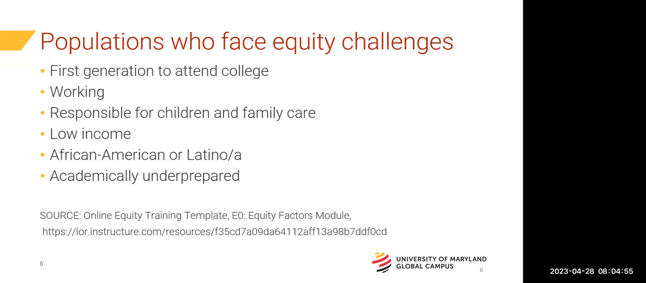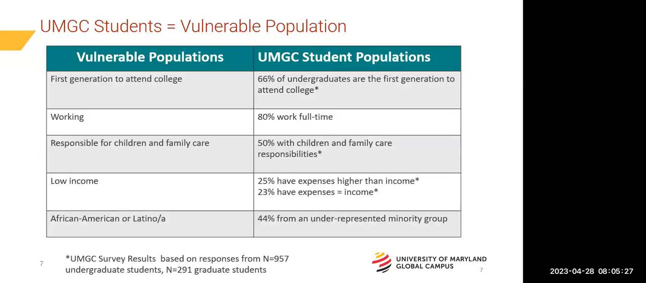So the online equity training, the materials and modules, are freely available to us, which I really appreciate. And as I mentioned, I just discovered these. I appreciated even this information from the first module, which talks about the populations that face equity challenges. So first generation to attend college, working, responsible for children and family care, low income, African American and Latinx, and academically underprepared. And what's so interesting about that is our student population.